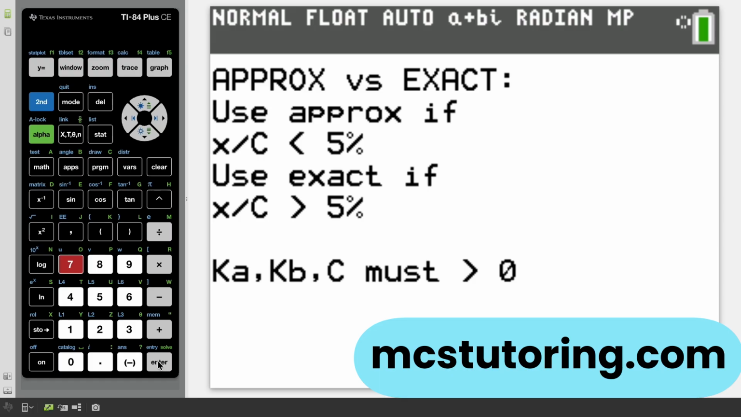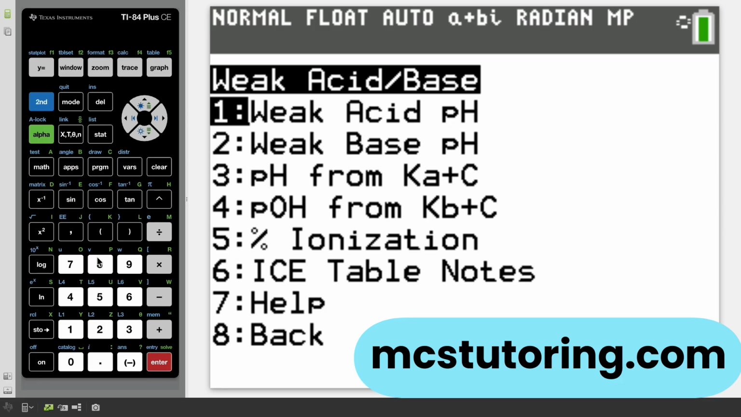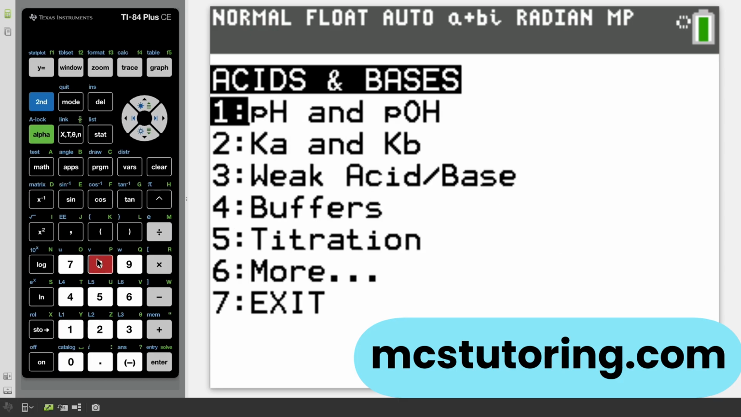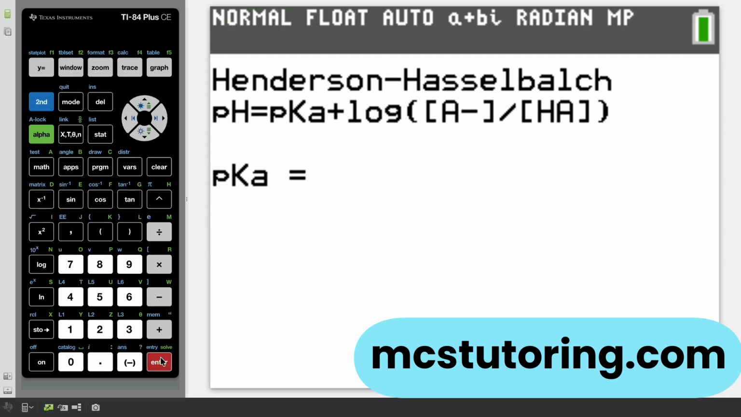Before the equivalence point, you're in the buffer region. The program uses Henderson-Hasselbalch with moles instead of concentrations, which is exactly how you'd handle it on a free response question. You enter the pKa, the moles of conjugate base formed, and the moles of weak acid remaining, and it gives you pH.